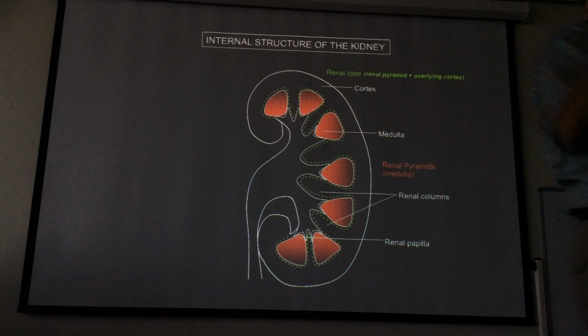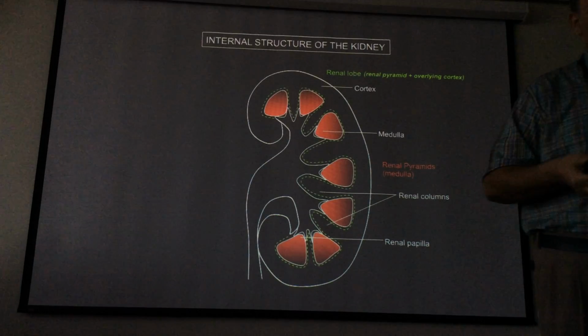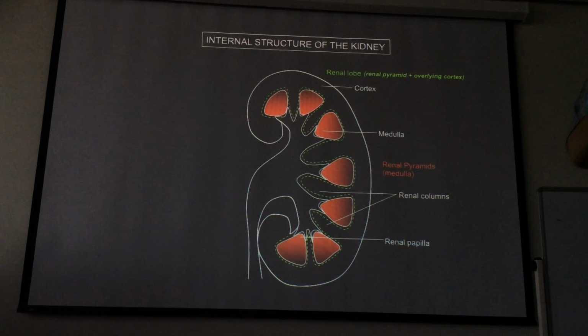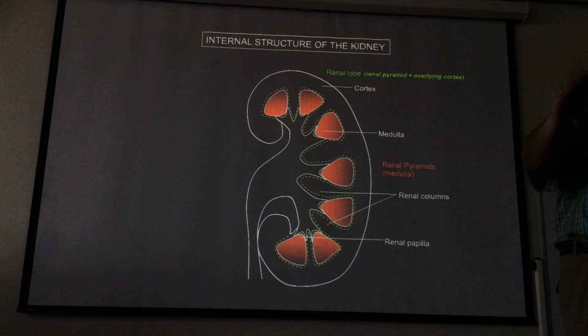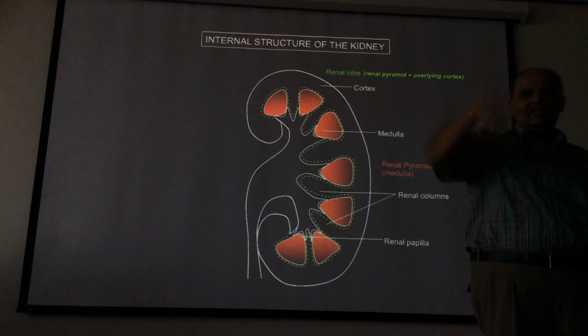Major calyces join to form the pelvis. And the pelvis continues as the ureter. Ureter goes to the urinary bladder. And the bladder continues as the urethra. And from the urethra, the urine goes to the external urinary meatus. This is the pathway of the urine. Someone may ask you this question in OSPE, track the pathway of urine. So then you have to answer like that.